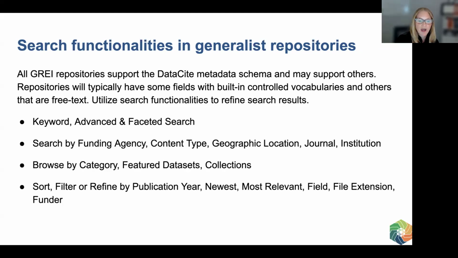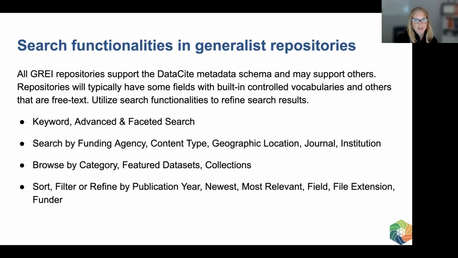Next, you may be able to search by funding agency, content type, or geographic location. Perhaps we're looking for data published by a certain journal or an institution. Searching the literature first can actually point to journals that publish studies with linked data. We can use some search functionality for that. Perhaps we're browsing by categories or featured data sets and collections. For example, we could look for reproducible data sets or replication studies. These would be studies that successfully reproduce results. These are likely to use reproducible data.